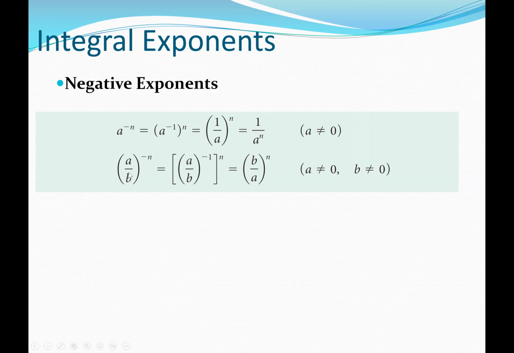Now, if I have a over b to the power negative n, it's the same as writing a divided by b, to the power negative 1, raised to the power n. It's the same. So now we still have to find the reciprocal. Since we have a over b, the reciprocal of a over b will be 1 over a over b, which will give us b over a to the power n. So that's still a reciprocal.